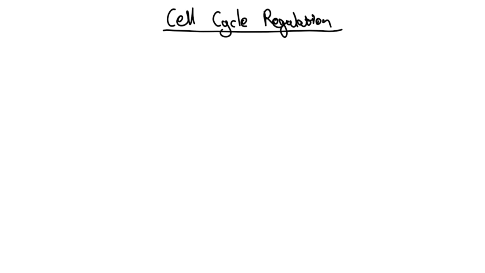Today we're going to be looking at cell cycle regulation. Cell cycle regulation is the process of many checkpoints being part of the cell cycle, specifically G1 to S and S to G2, where cell cycle progression can be halted if there are any errors. So there are two main ones you need to know about, which are G1 to S and S to G2.